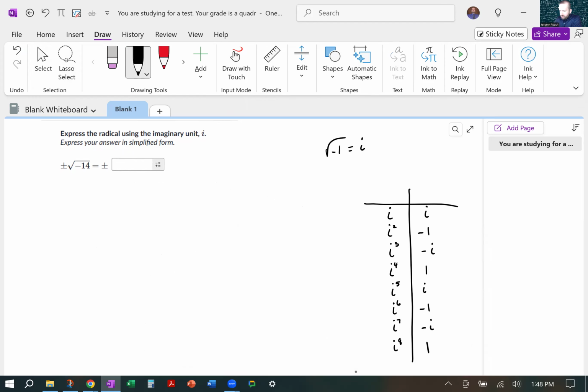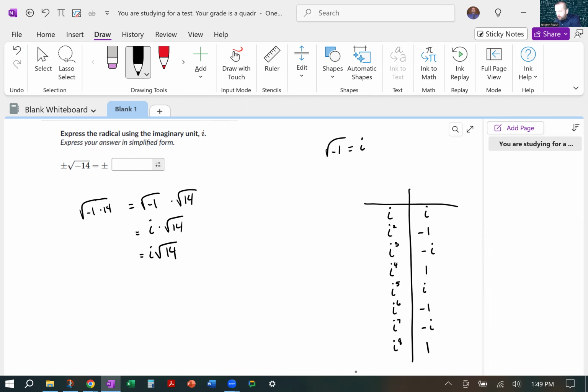Because there's a negative there, that's like saying square root of negative 1 times 14. If we separate that, that's root negative 1 times square root of 14. And root negative 1 is just I. So this is equal to I times square root of 14. And you write that shorthand I root 14.